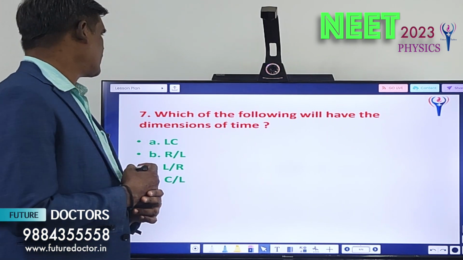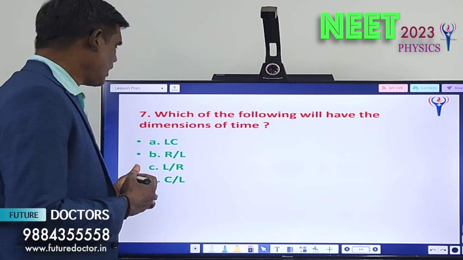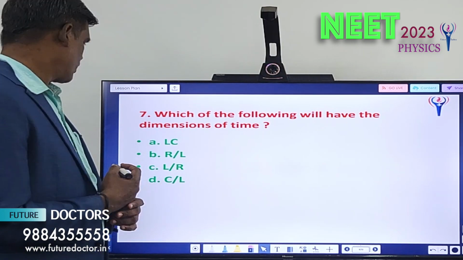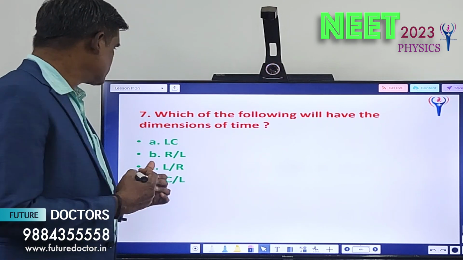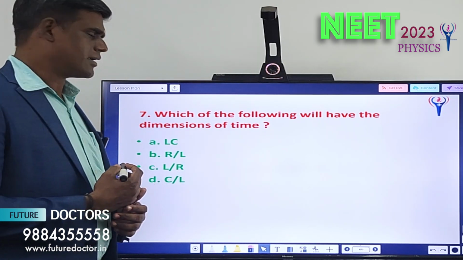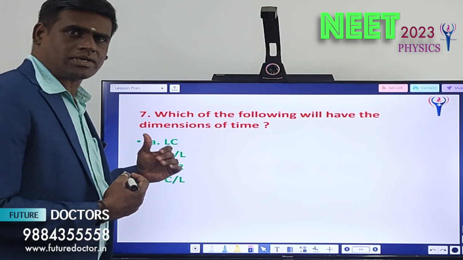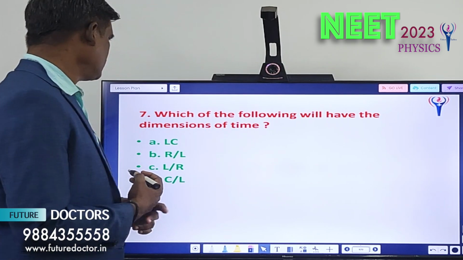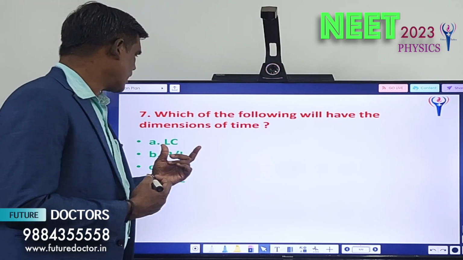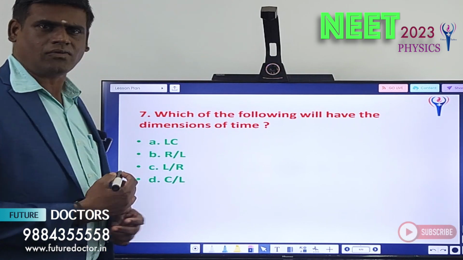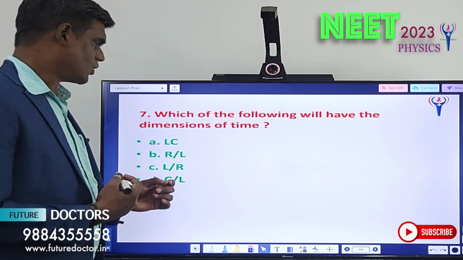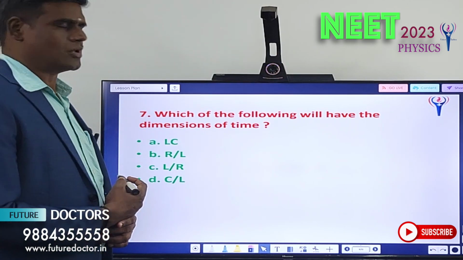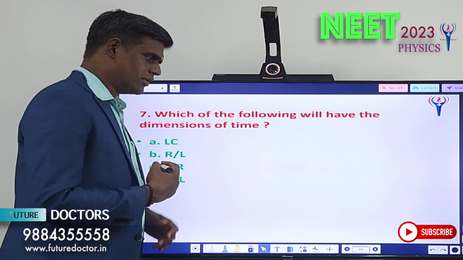Which of the following will have the dimensions of time? A, L into C. B, R by L. C, L by R. D, C by L. What are L, C, R? L is the inductance, C is the capacitance, R is the resistance. We have to express these in terms of time, that is, dimension of time. Which combination will give the dimension of time? You should find out. By knowing the dimension formula for L, C, R, you are able to find the answer or solution for this question.